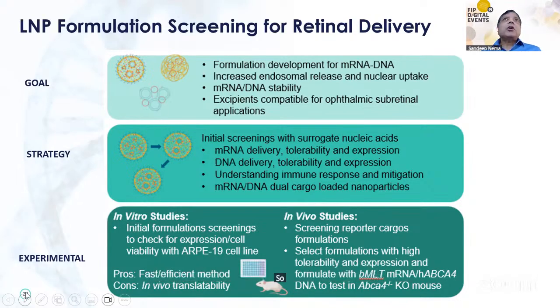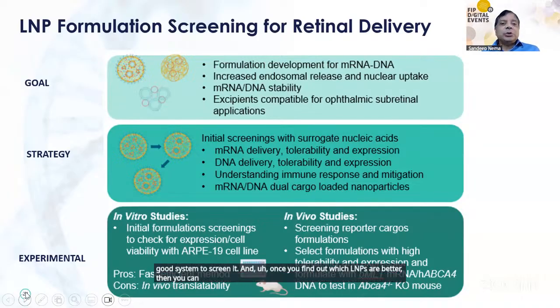So the strategy for developing the LNP, we first used some surrogate nucleic acids. In this case, we used a GFP mRNA and GFP DNA. GFP stands for green fluorescent protein. And the beauty of that system is that you can easily visualize it. It's a good system to screen. And once you find out which LNPs are better, then you can put your real cargo in to look at the immune responses, and to really do the in vitro and in vivo studies.